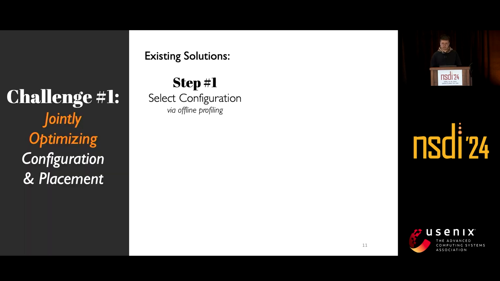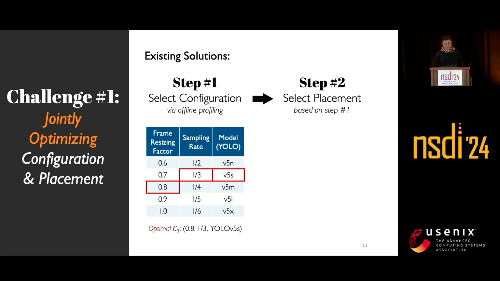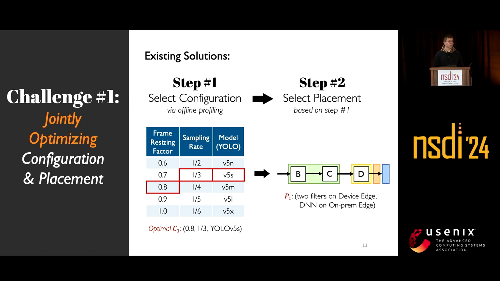In existing solutions, query configuration and pipeline placement is optimized separately. They will first select the optimal configuration via offline profiling and then select the best placement based on the configuration they obtained in the previous step. Coming back to our video query example, they would first determine the best frame size, sampling rate, and ML model before deciding on which operator to be placed on which edge tiers.